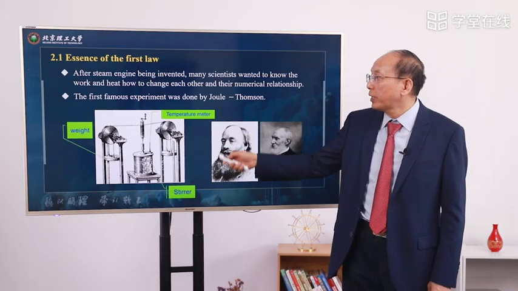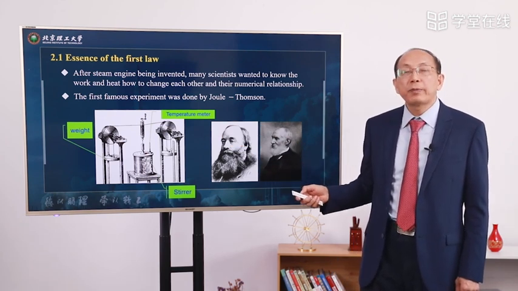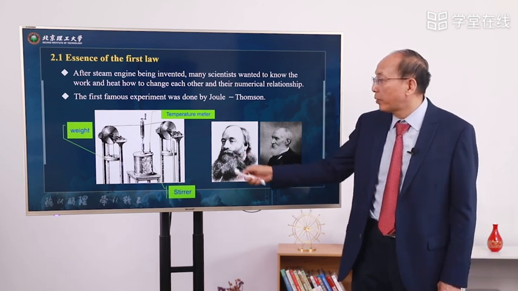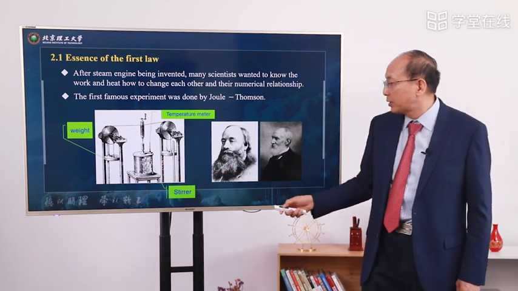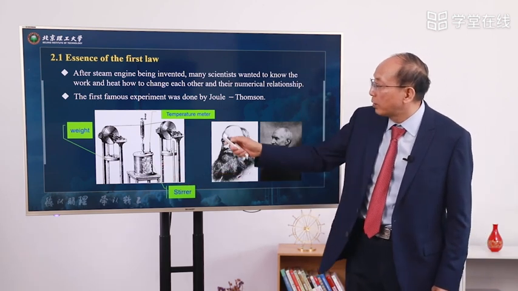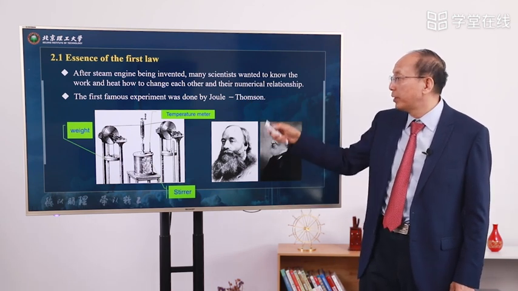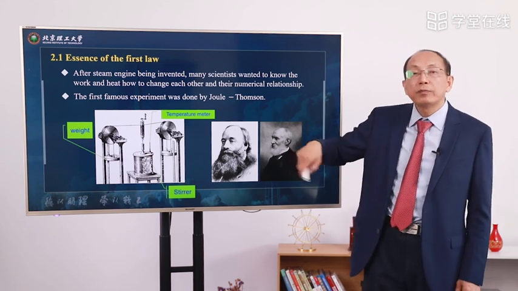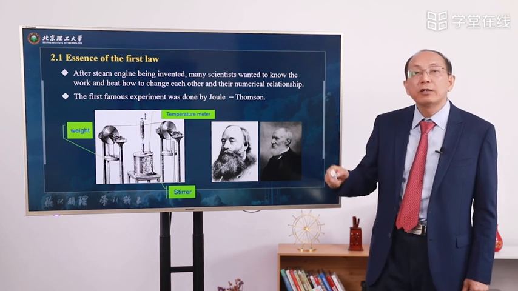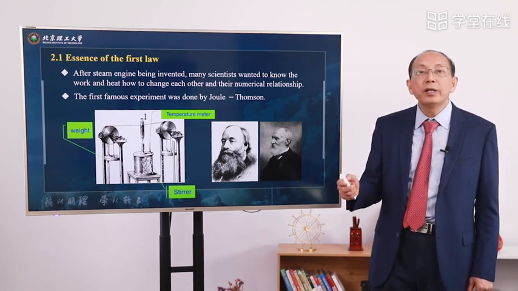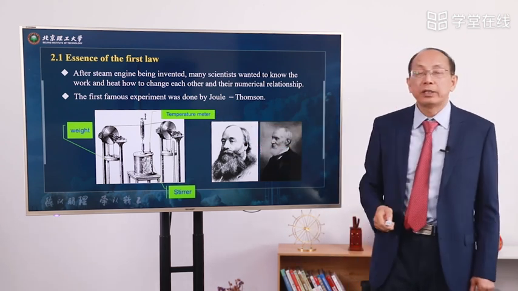Here in the picture is their experimental system. It's very simple. Here is a weight. Here in the tank there is a stirrer. The weight's downward or upward movement drives the stirrer in the fluid, and because of the friction, the temperature may increase. So there is a temperature meter.